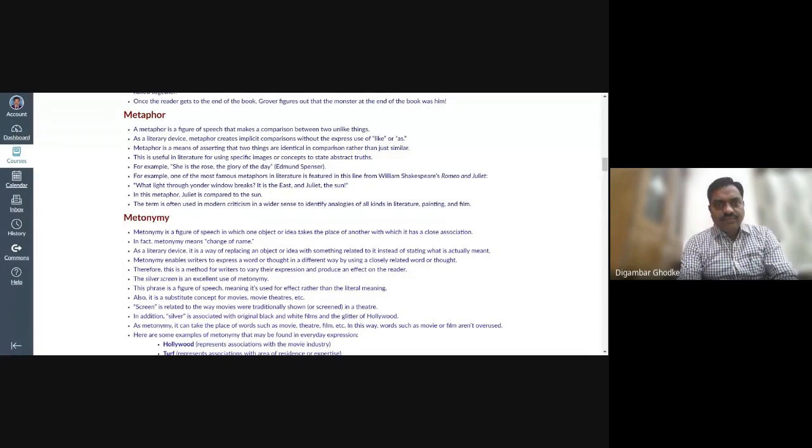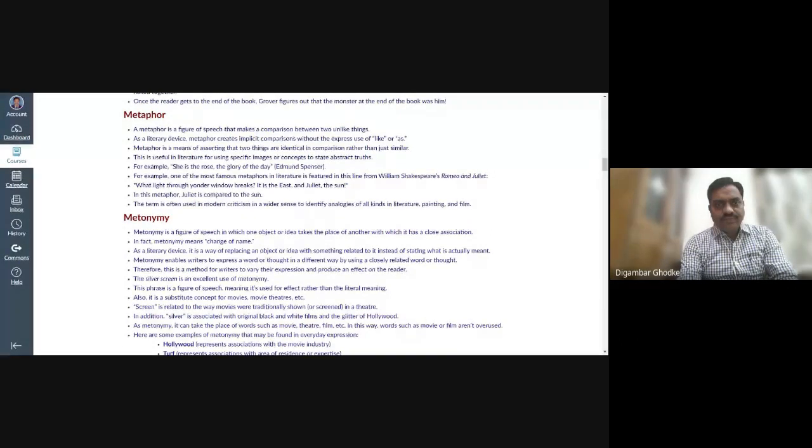Okay, now let's go ahead with the next term. The next term that we are going to get introduced with is metaphor. Of course, this is a very familiar term. You've been learning metaphor since the time you started studying poetry. So, a metaphor is a very popular literary device, a figure of speech that makes a comparison between two unlike things. Of course, in simile as well, we have this comparison.